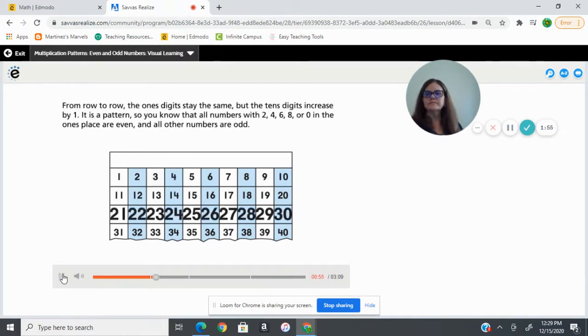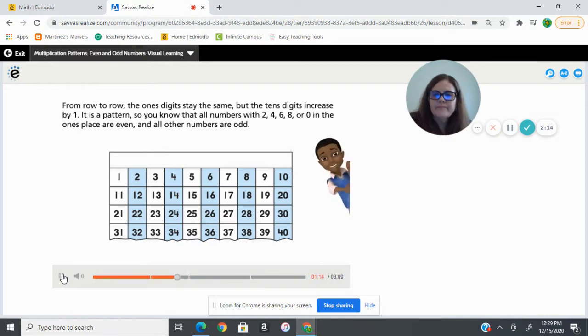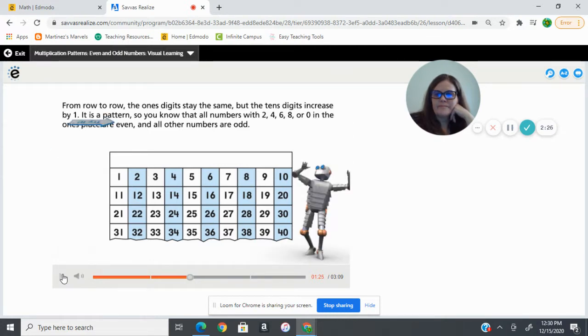From row to row, the ones digits stay the same, but the tens digits increase by 1. It is a pattern, so you know that all numbers with 2, 4, 6, 8, or 0 in the ones place are even, and all other numbers are odd. Okay. Even numbers have 0, 2, 4, 6, or 8 in the ones place. Okay, we're going to try it now.